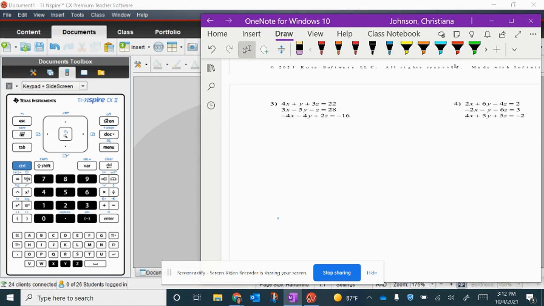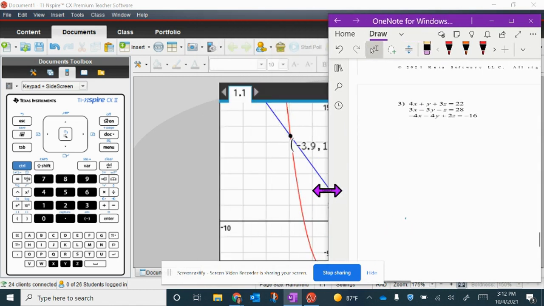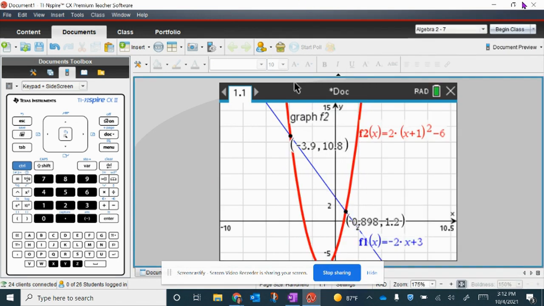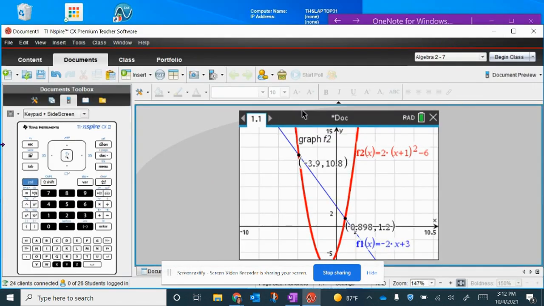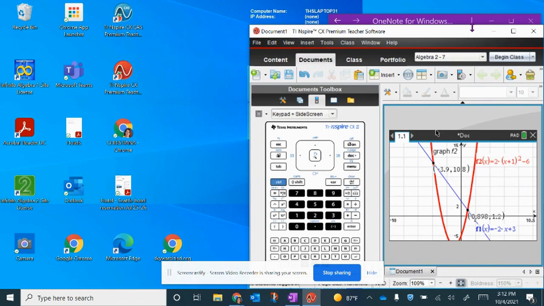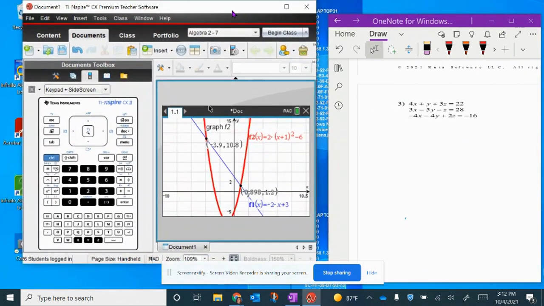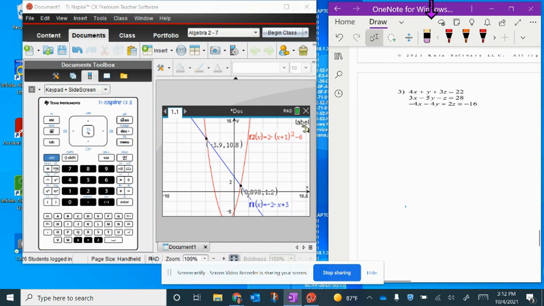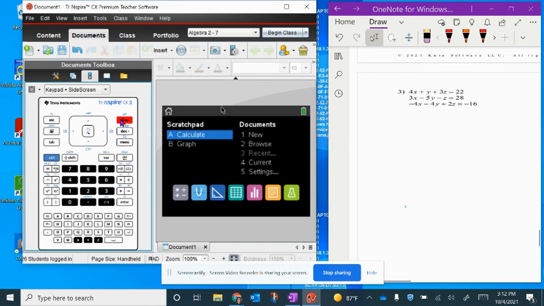I need to do some adjustments on the screen real quick. So I wanted to show you step by step doing the calculator steps. All right, so first thing we need to do is to write our matrix on paper. That way we know exactly what to type into the calculator.